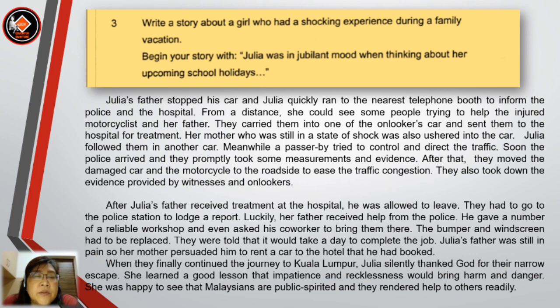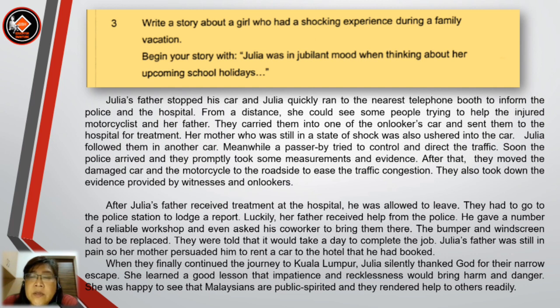They carried them into one of the onlookers' cars and sent them to the hospital for treatment. The mother, who was still in a state of shock, was also ushered into the car. Julia followed them in another car. Meanwhile, a passerby tried to control and direct the traffic. Soon the police arrived and they promptly took some measurements and evidence. After that, they moved the damaged car and the motorcycle to the roadside to ease the traffic congestion.